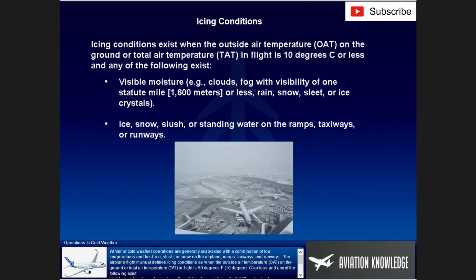Winter or cold weather operations are generally associated with a combination of low temperatures and frost, ice, slush, or snow on the airplane, ramps, taxiways, and runways. The airline flight manual defines icing conditions as when the outside air temperature, OAT, on the ground or total air temperature, TAT, in flight is 50 degrees Fahrenheit or 10 degrees Celsius or less, and any of the following exist. Visible moisture, in other words, clouds, fog with visibility of 1 statute mile, 1600 meters, or less. Rain, snow, sleet, or ice crystals. Ice, snow, slush, or standing water on the ramps, taxiways, or runways.